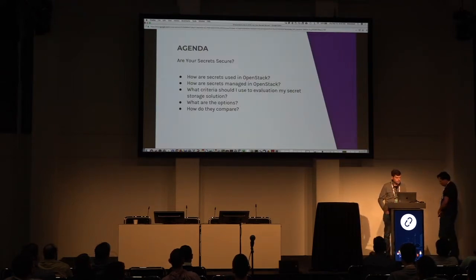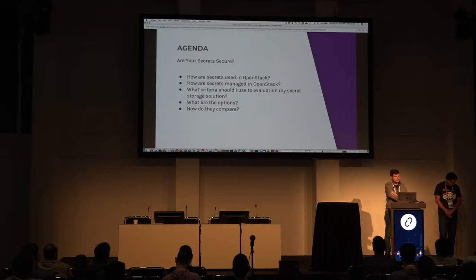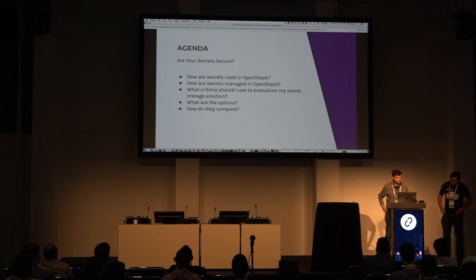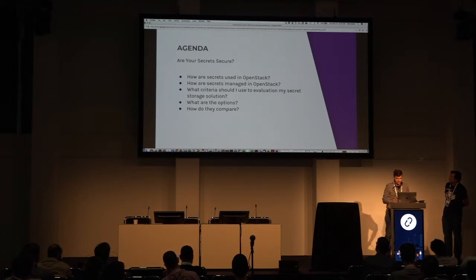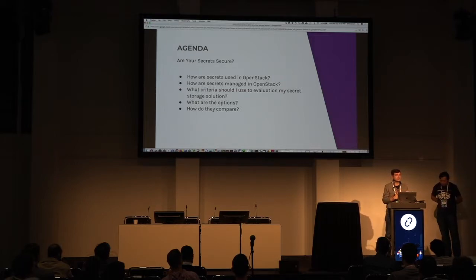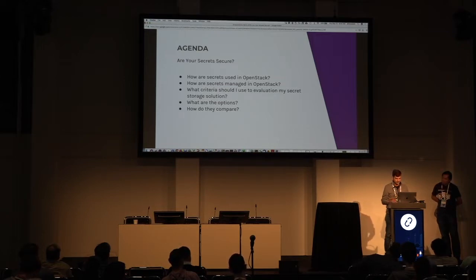So here's our agenda for the talk. We're going to start off with an introduction of how secrets are used in OpenStack and why it's important that they're kept secret. So we'll talk about the use cases. And then that'll feed into why you need key management to protect those secrets. And then to answer the question, are my secrets secure, first we'll talk about a set of criteria to evaluate how secure secret storage is, and then we'll talk about the different options of both deployment and plugin choices, and we'll evaluate each one and then try to figure out how to compare them and help you make the decisions of are my secrets secure enough for my cloud.